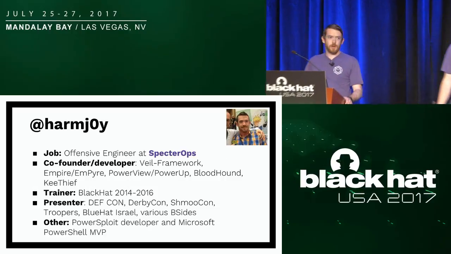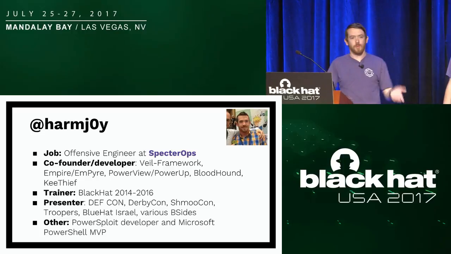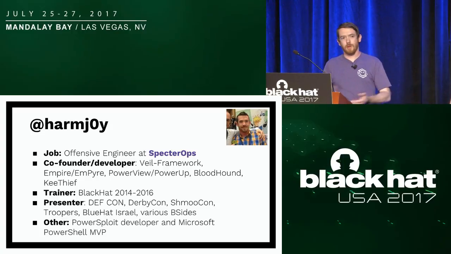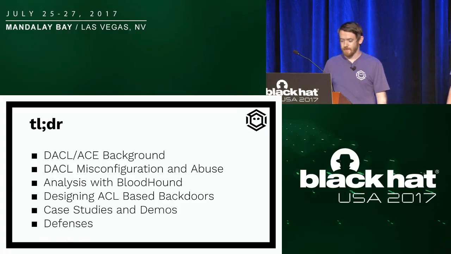So my name is Will Schroeder. My handle is Harmjoy. I'm an offensive engineer with Andy at SpecterOps. I've written a lot of code. I'm the co-founder or developer on Veil Framework, Empire, PowerView, PowerUp, BloodHound, KeyThief, a whole bunch of stuff. I've presented a few places, been a trainer, and I'm an active PowerSploit developer, and I'm a Microsoft PowerShell MVP. So somehow Microsoft doesn't hate me enough that they decided to at least make me an MVP.